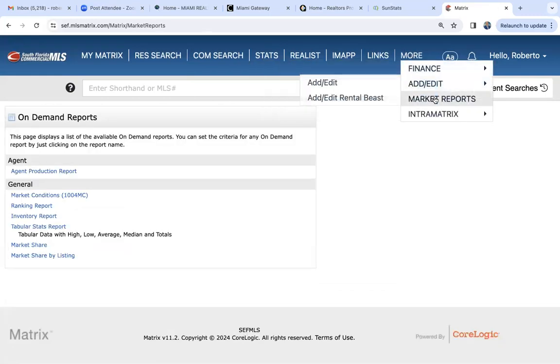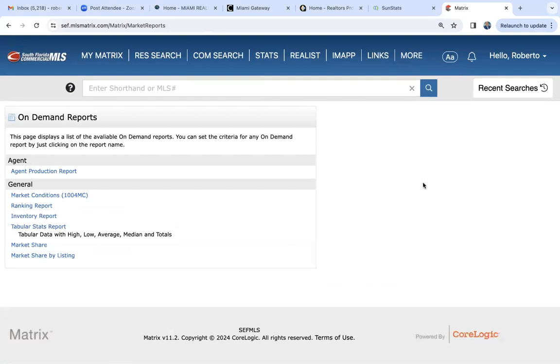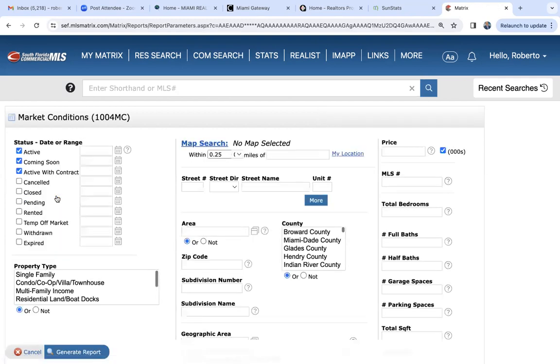You're gonna go to more and you're gonna go to market reports. The reason why I say you may be familiar with this report is because it's an inventory analysis. And if you've ever worked at a store or you've owned your own business and you've taken inventory and you know how to compute those numbers, it's the same thing, just we're doing it for real estate now. All right. And we're gonna go ahead and pull what's called the market conditions report, which is this one right here, 1004 MC.